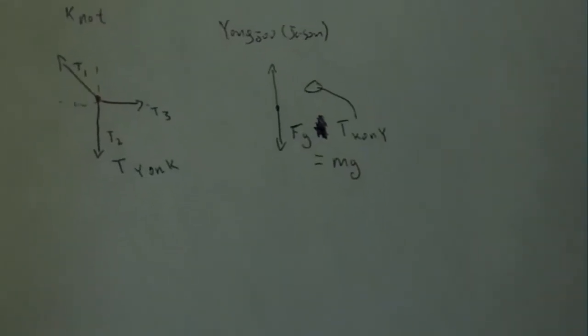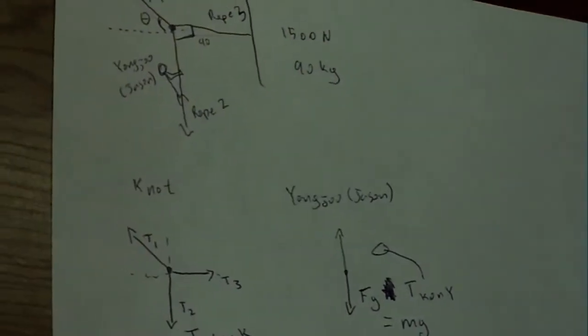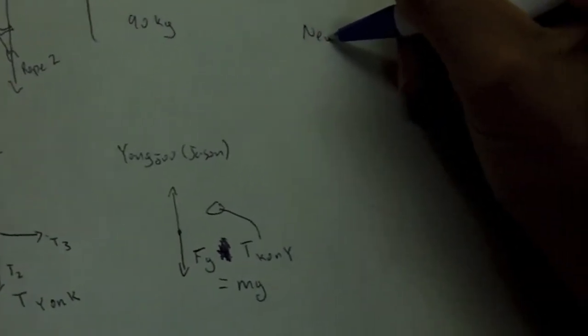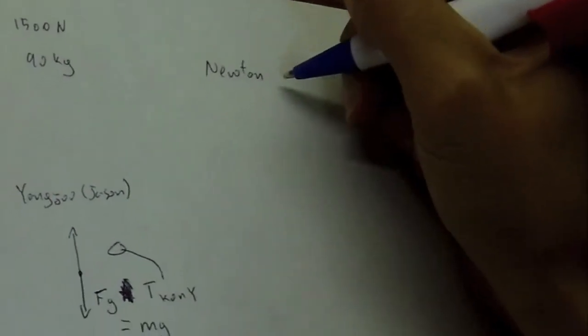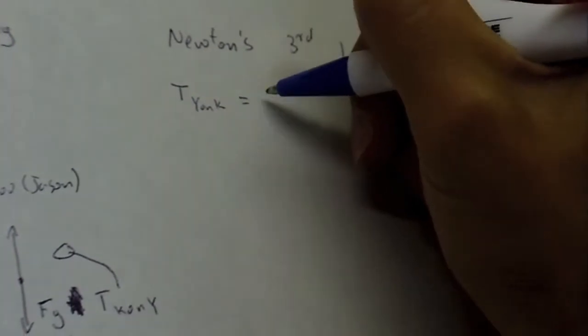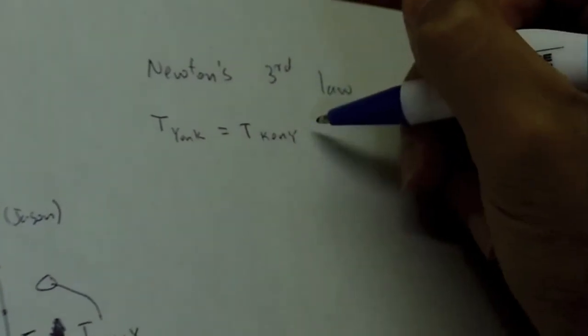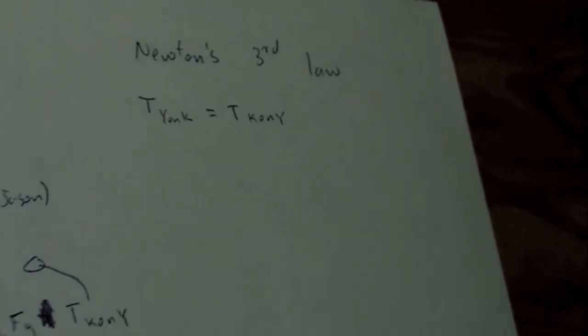Alright. So, if we apply Newton's third law, we can say that T of Youngju on knot is equal to T of knot on Youngju.